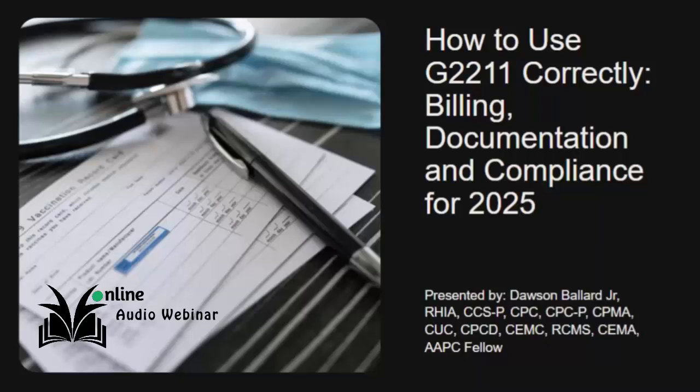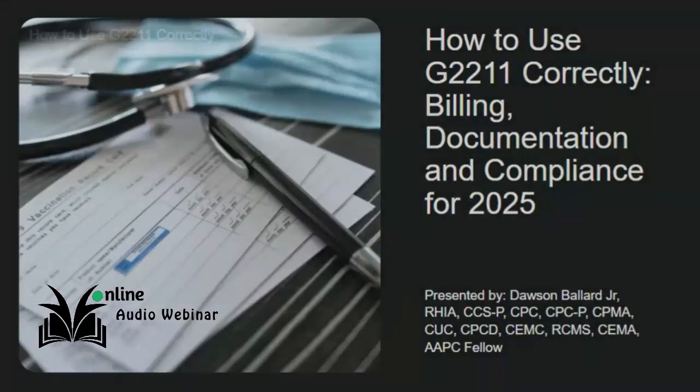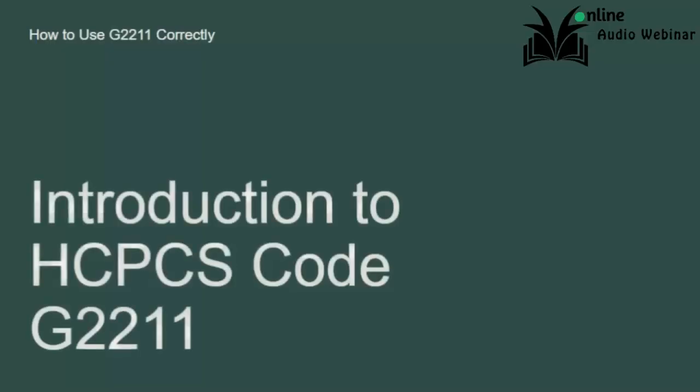I greatly appreciate that introduction, and thanks everybody for taking the time out today to join me to talk about the use of G2211. This code has caused a lot of confusion in the pro-fee world, simply because while Medicare created this code and implemented it back in 2024, there's been a lot of low utilization around it because there's been some confusion about how to properly use it. So my purpose here today will be to talk about specifically how to use this code correctly.